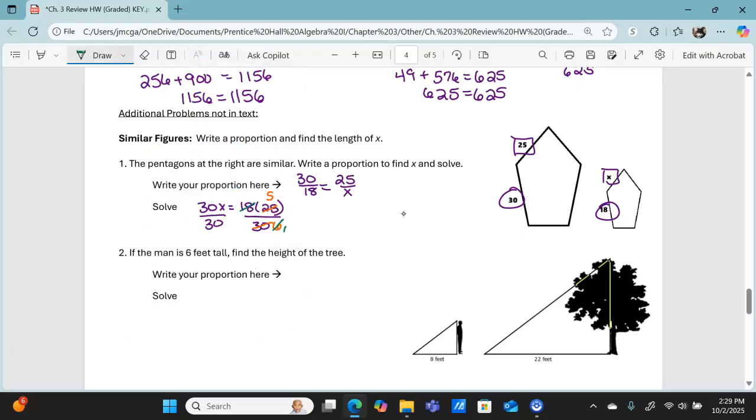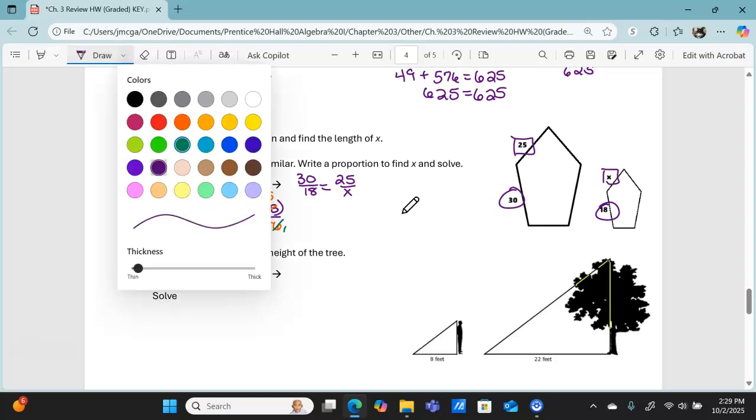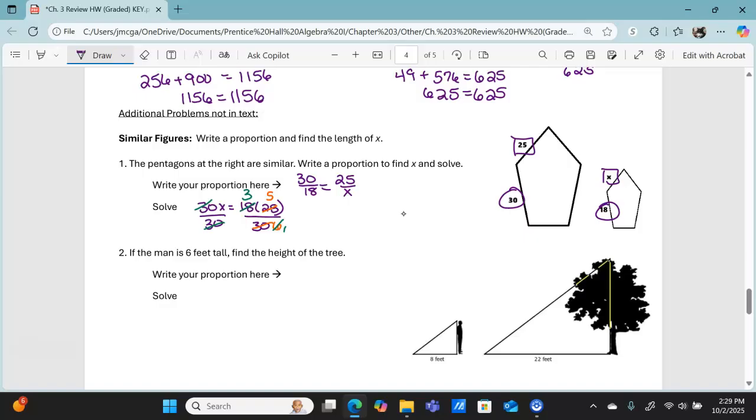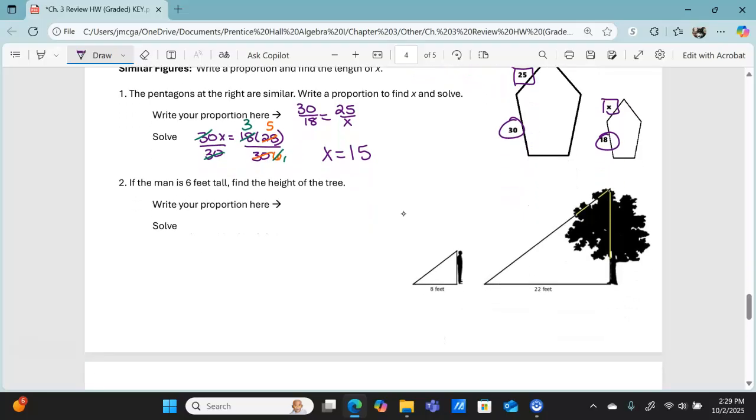6 will go into 18 3 times. Over here, that cancels. So we end up with x equaling 3 times 5, which is 15. And so that's your solution to that.